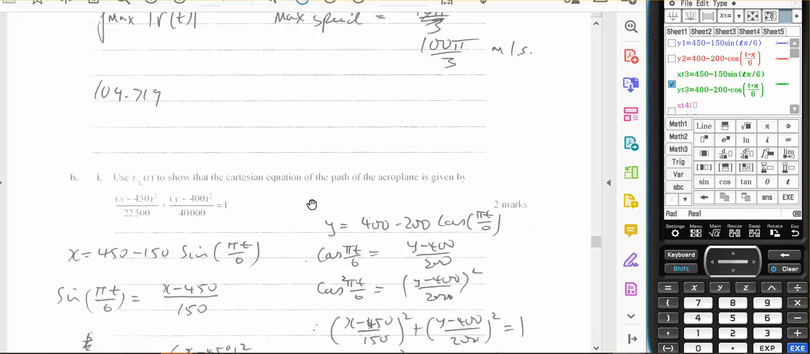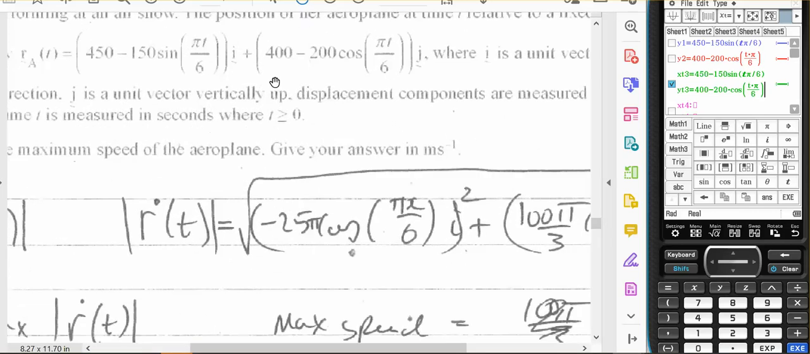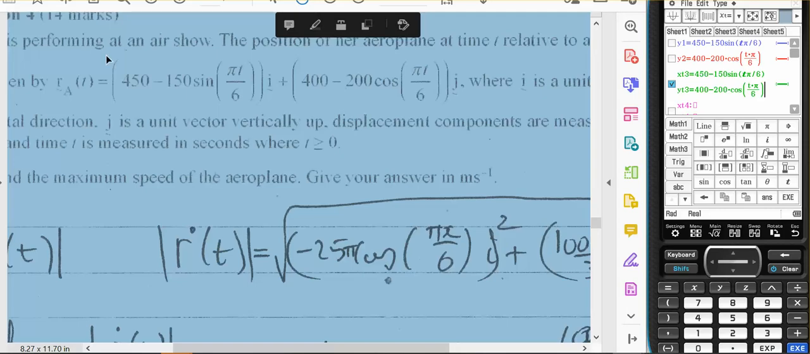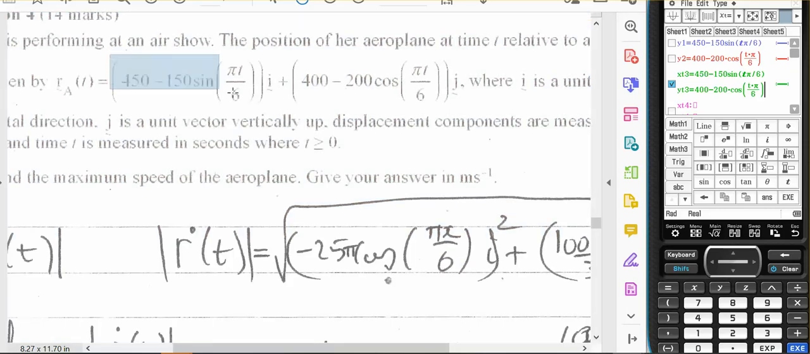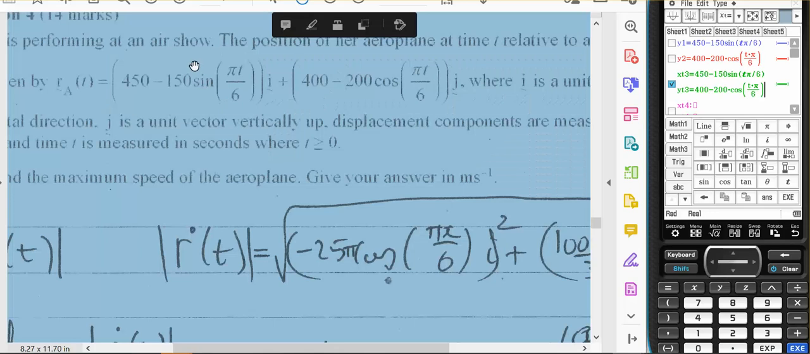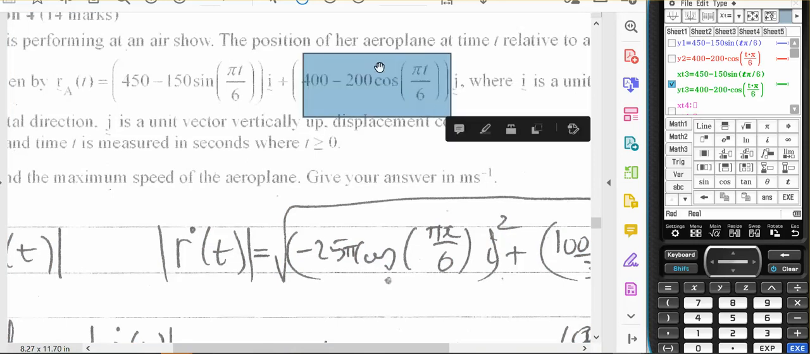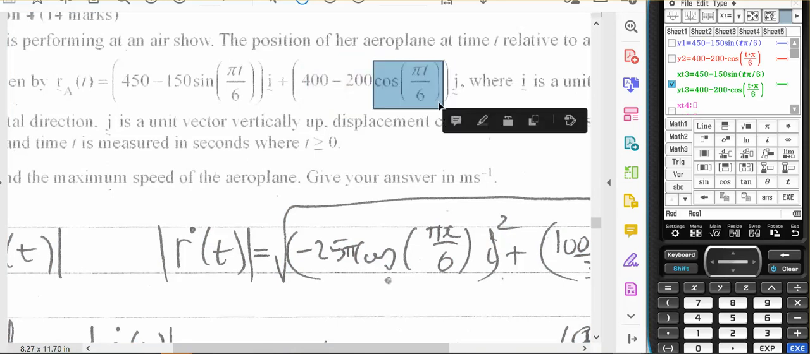RA to show that the Cartesian equation gives me this. Okay, so I'm going to make x equal this, and then rearrange to get the sine by itself and then square it. Make y equal this, rearrange it to get cos by itself and then square it, because you know that sine squared plus cos squared is equal to 1.